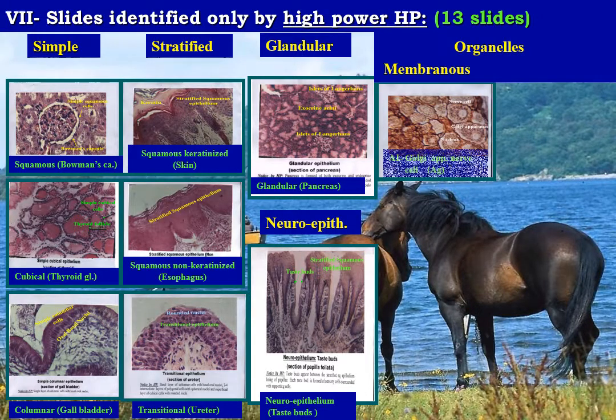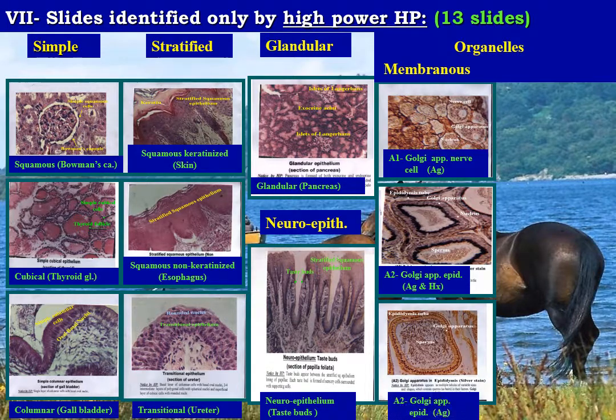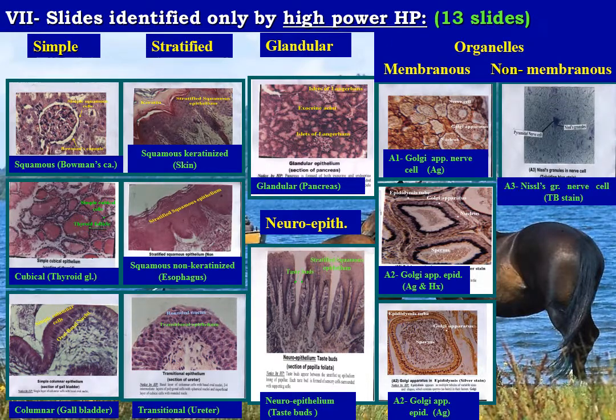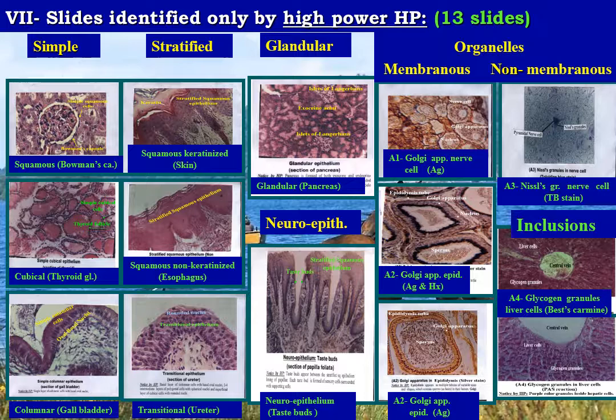Organelles. Membranous organelles: Golgi apparatus in nerve cells stained with silver; Golgi apparatus in epididymis stained with silver and hematoxylin; Golgi apparatus in epididymis stained with silver. Non-membranous organelles: Nissl granules in nerve cells stained with toluidine blue. Inclusions: glycogen granules in liver cells stained with periodic acid Schiff reaction.